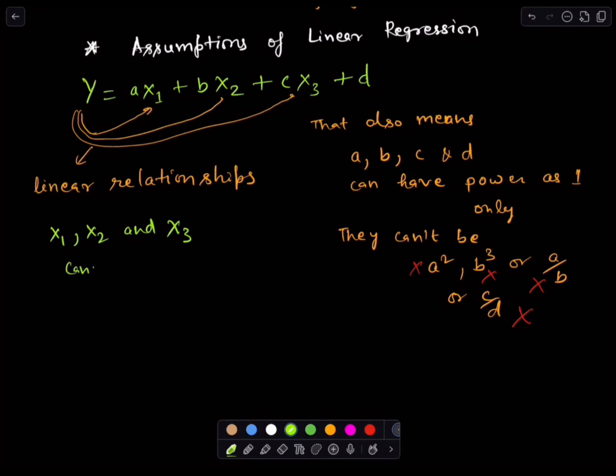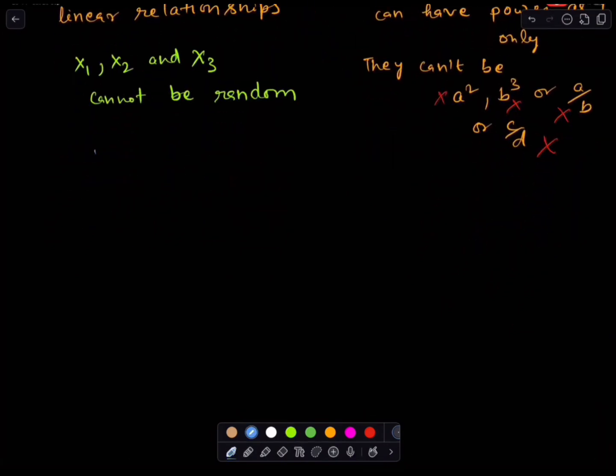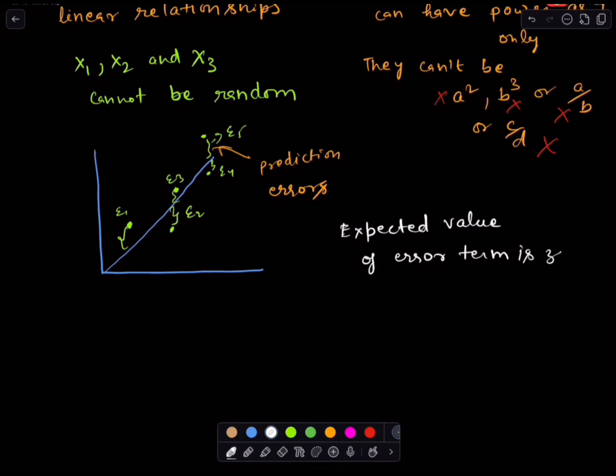The second assumption is that your x1, x2, and x3 cannot be random. In the monthly expenses linear regression model, we predicted a best fit line. So our line was y equals b0 plus b1 x plus error term. The expected value of the error term is 0. Mathematically, the expected value of the error term equals 0.